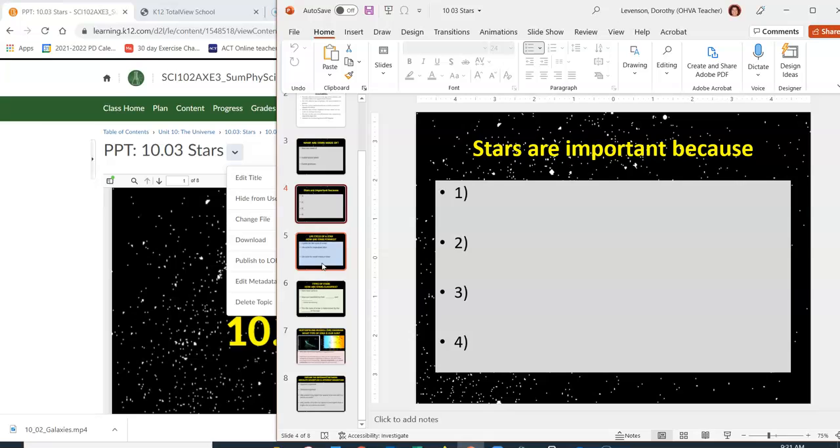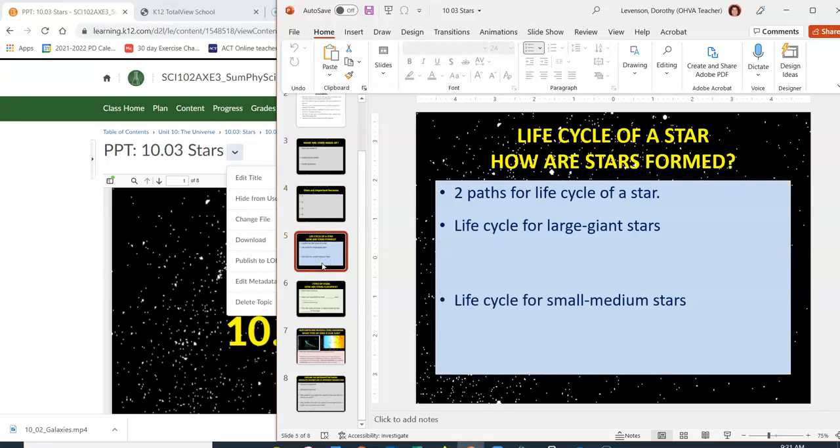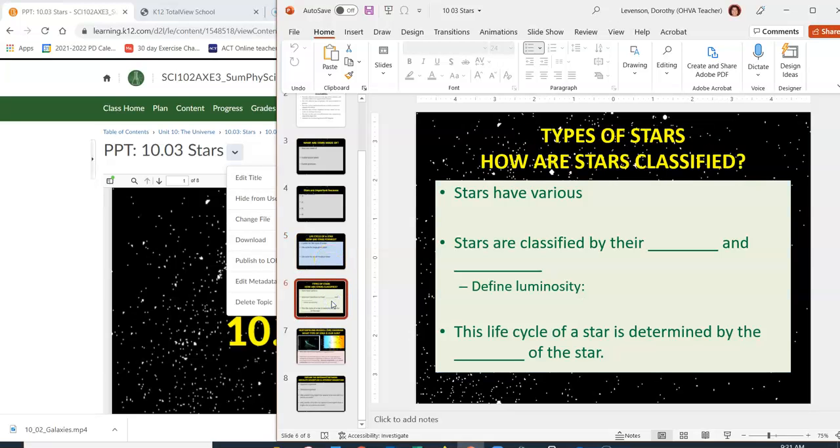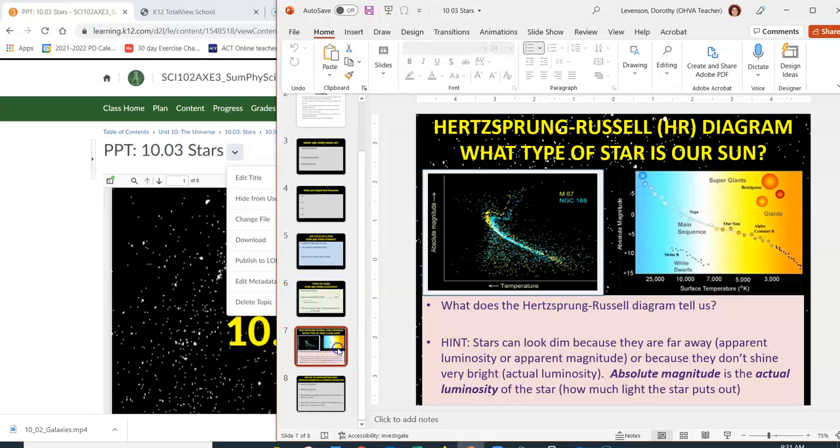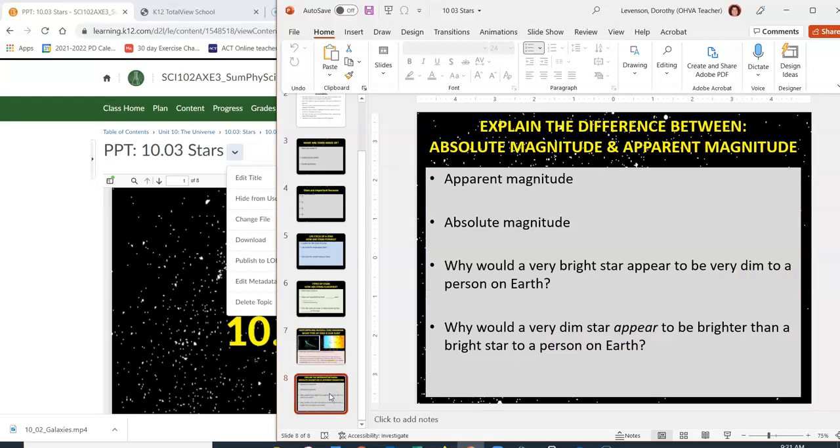Stars are important because of the life cycle of a star and how you know which path of the life cycle the star will take. There are two paths. The types of stars and how they are classified. The Hertzsprung-Russell diagram, and I'm going to go over that a little bit with you because it's just a graph. It's really just a graph, but we'll talk about what it means here in a second. And to be able to explain the difference between absolute and apparent magnitude.